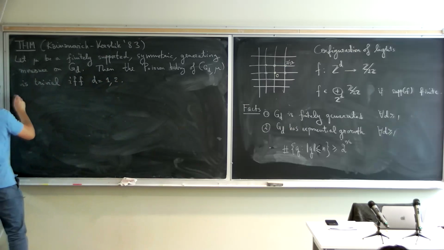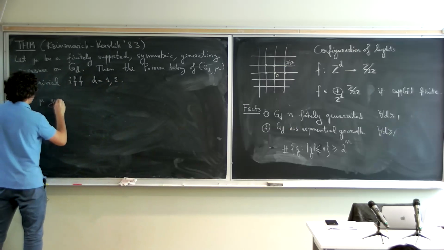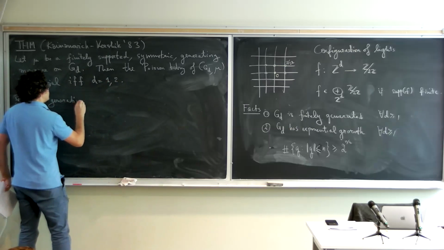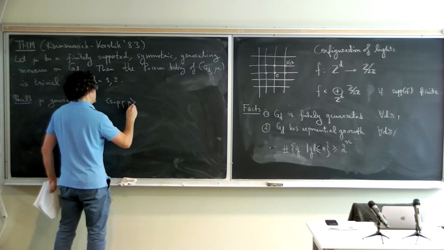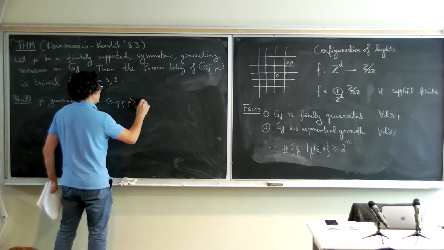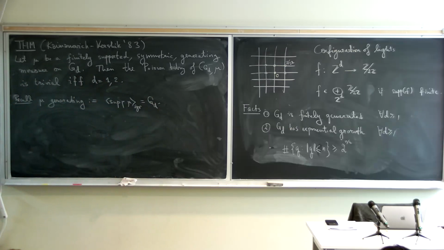So recall, generating means that the semigroup generated by the support of mu as a subgroup is the whole group. So this of course respects the recurrence and transience property of the random walk on Z^D. So there is obviously a relation with that.